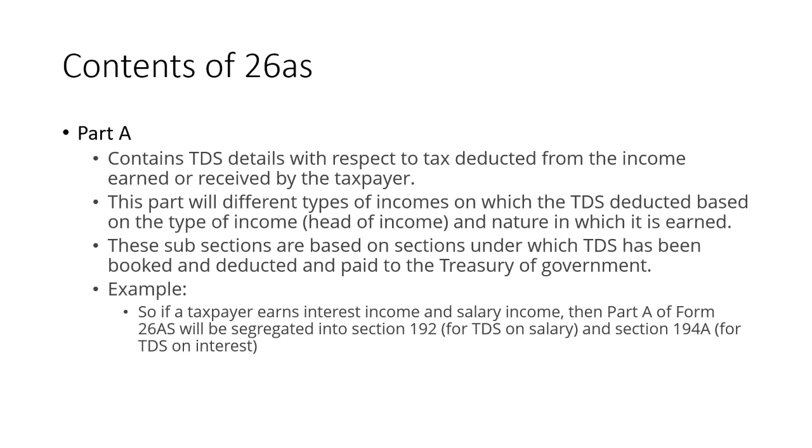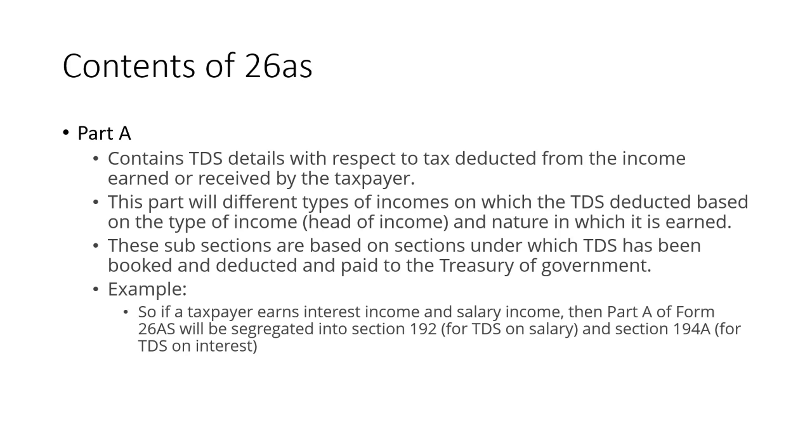Then there are subsections under which TDS has been booked and deducted. There are so many subsections under which the government will understand and disclose all those things. So, for example, if a taxpayer has interest income and salary income, then Part A of Form 26AS will be segregated into different sections. Section 192, for example, shows the TDS deducted on the payment of salary. 194A is for TDS on interest.